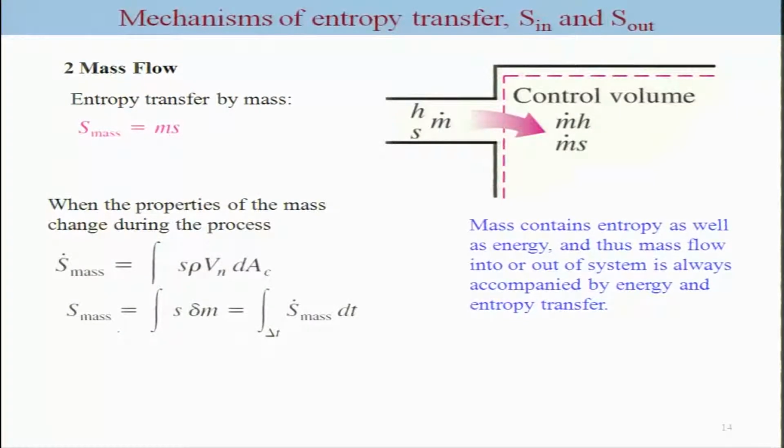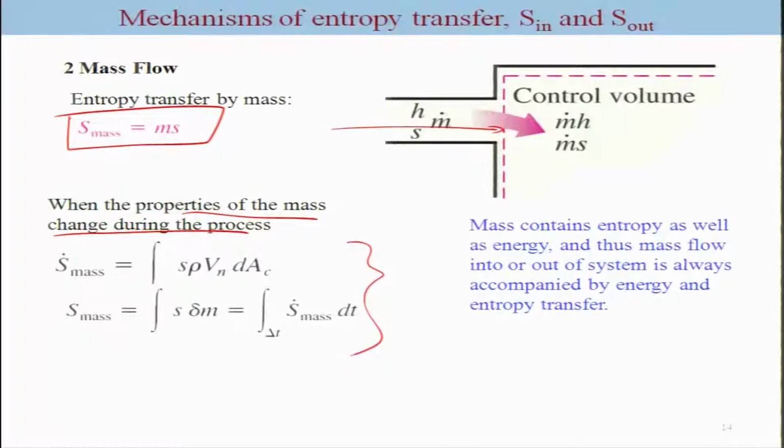So, in addition to the heat transfer, you also have entropy transfer due to the mass. Okay. So, if the fluid is flowing, it also brings entropy into the control volume, and that can be written simply as S mass is equal to m times the specific entropy. And if the property of the mass changes with time, you can make use of these well known expressions. It is s times the density times the normal velocity multiplied by the cross sectional area. Okay. Or in general, S mass is equal to s times the differential mass, okay, which can be written in this form.